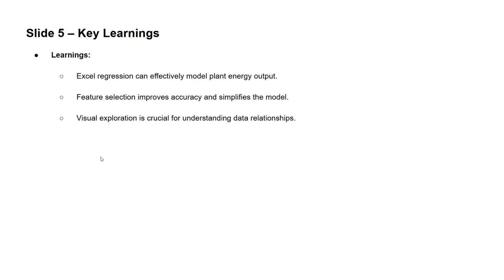Finally, the key learnings. Through this project, I learned the end-to-end process of developing a machine learning model: identifying the task, exploring the data, building and comparing models, and evaluating them with clear metrics. As the next steps, I could experiment with polynomial features or interaction terms and explore advanced models like decision trees to capture non-linear effects. However, this exercise demonstrates that even a basic regression model in Microsoft Excel can predict plant energy output with high accuracy.